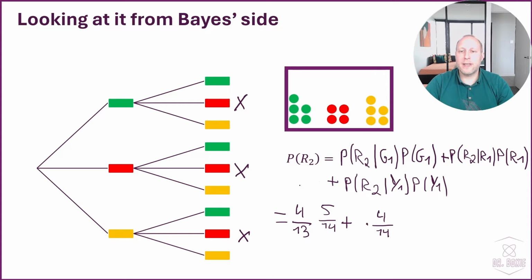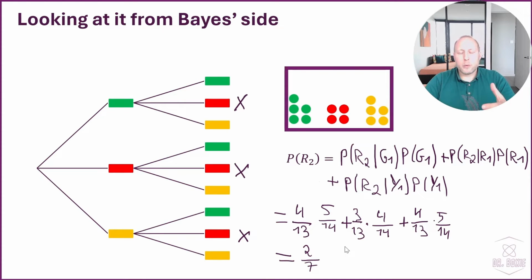times the probability of R2 given R1. Well, there are 13 balls left, but only 3 of them are red, plus the probability of R2 given Y1 times the probability of Y1, which is the same as the one for R2 given G1 times P of G1. So that is again 4/13 times 5/14. And if you add these fractions and simplify, you will find that the answer is 2/7. So that is the probability that we pick a red ball on the second pick.